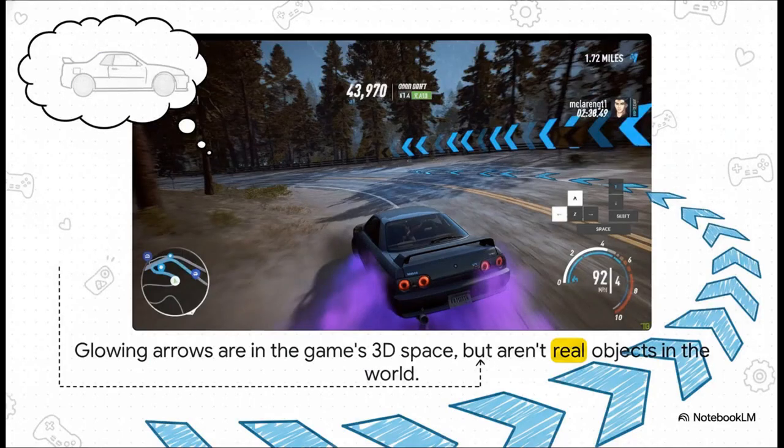A racing game like this is a perfect example. See those glowing blue arrows on the track? They exist in the game's 3D space, right? You can drive right over them, but they aren't real objects in the story. The driver character isn't seeing them. They're just there for you, the player, to guide you.